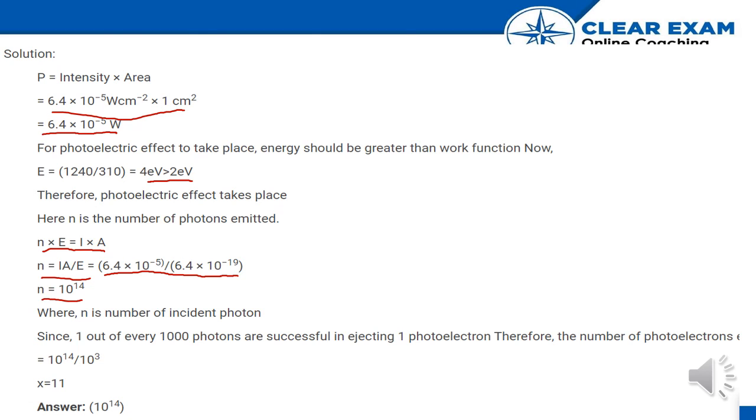Since 1 out of every 1000 photons is successful in ejecting one photoelectron, the number of photoelectrons will be 10^14 upon 10^3. So x will be 11.